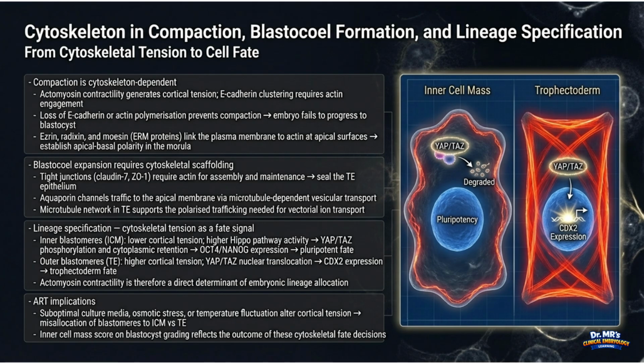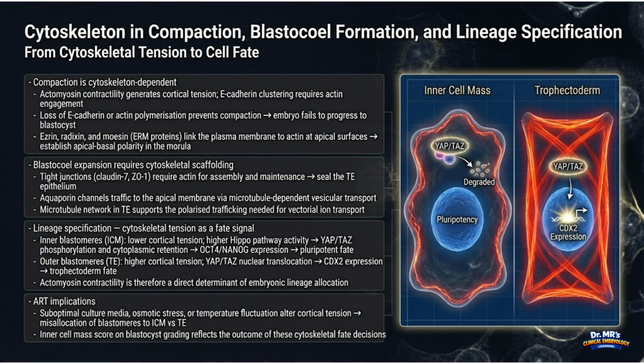Let's unpack the physics. We have a compacting morula. The cells on the outside are being physically stretched thin to cover the entire surface of the embryo. To resist that stretching and maintain their shape, their actin-myosin cortex goes into overdrive. That intense actin-myosin contractility generates high cortical tension on the membrane. That high mechanical tension is the physical signal. The cell possesses mechanosensors at the membrane that detect this tightness.